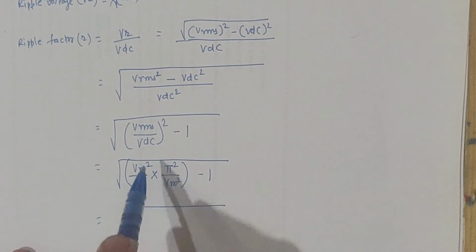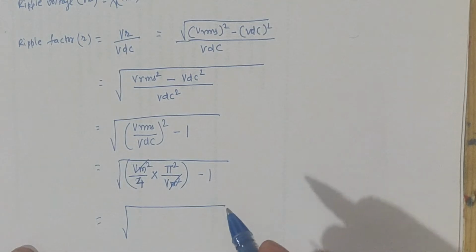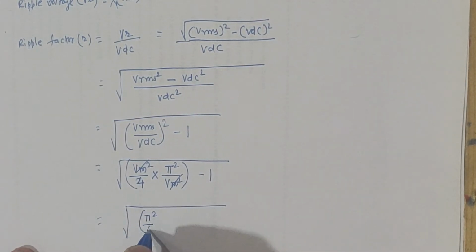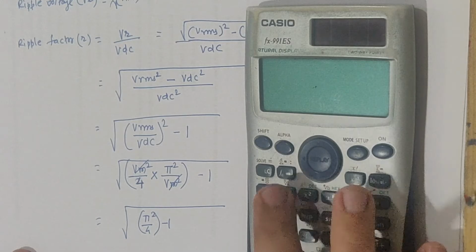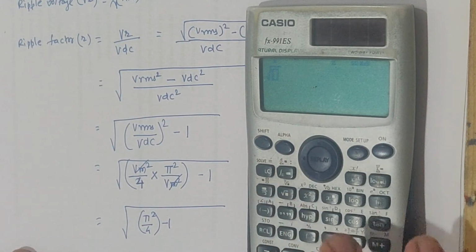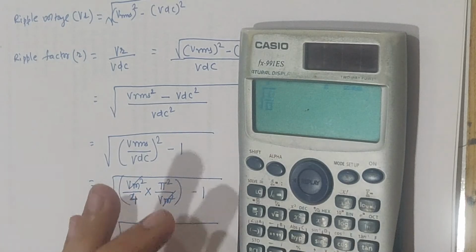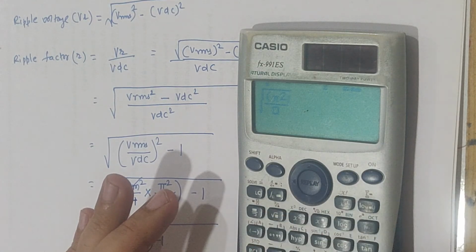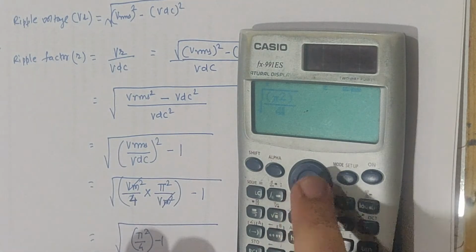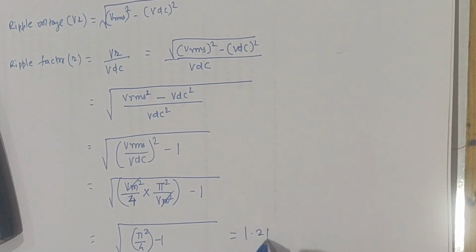What I have done is just put the values of VRMS and VDC that we have already calculated in the earlier steps. So this Vm square will get cancelled, and you will be left with pi square by 4 minus 1 and the root of that. So let us put these values under root: pi square divided by 4 and then the entire minus 1. So you will get the value 1.21.